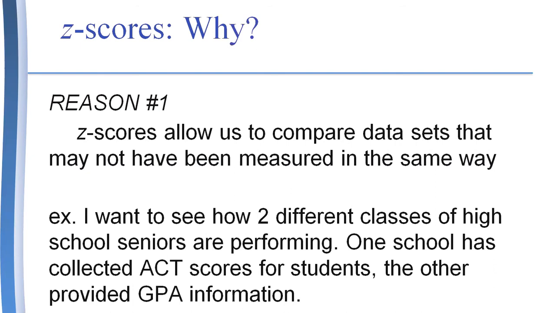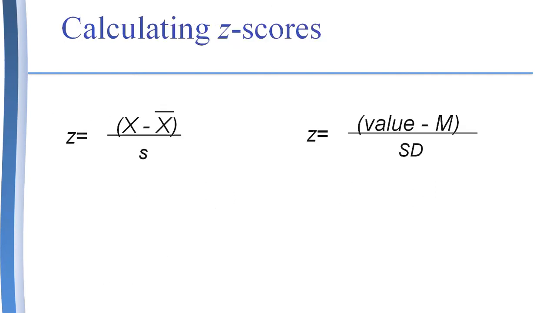Now, if we converted all of those scores into z-scores, where they're just values in relation to the mean and standard deviation, that's what makes them comparable. So that's one major reason why we use z-scores.